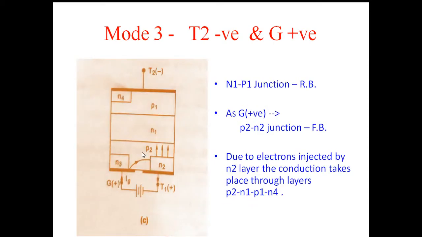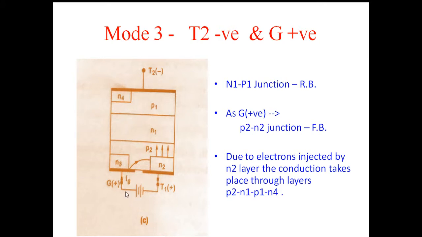In mode 3, T2 is more negative with respect to T1 and gate is positive with respect to T1. Because this gate is positive, it will inject charge carriers. So this N3 layer will inject electrons into the P2 layer. It will further move into the N1 layer. Whenever T2 is negative, the junction N1 and P1 will be reverse biased.